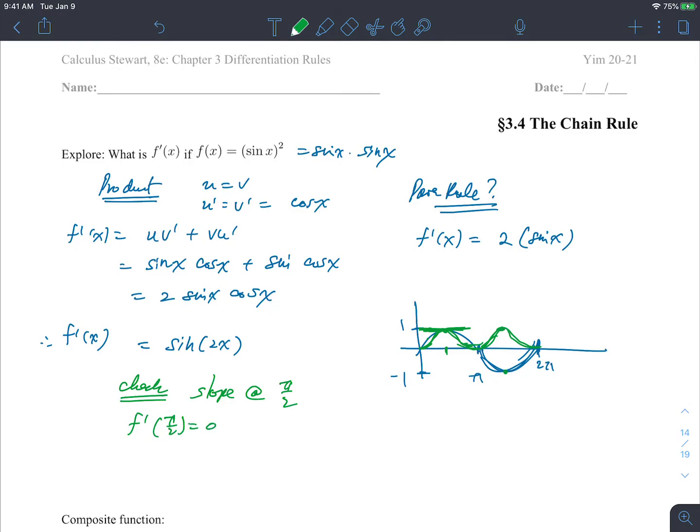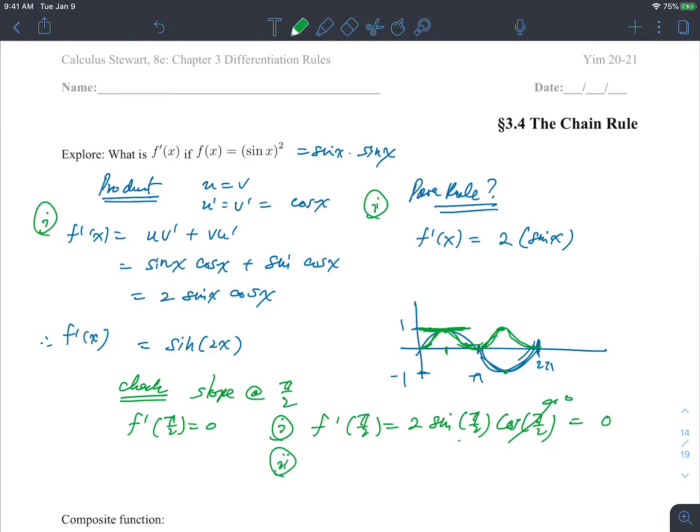And that's what happens in the first method and the second method over here, right? In the first method, when you plug in pi over 2, I get twice the sine of pi over 2 cosine of pi over 2. But that's 0, isn't it? And that's 1. The whole thing is 0. How about the second one? If I plug it into that one, what I end up with is twice the sine of pi over 2. That's 1. So the answer is 2. Clearly, that's not the case, right? So this is wrong.